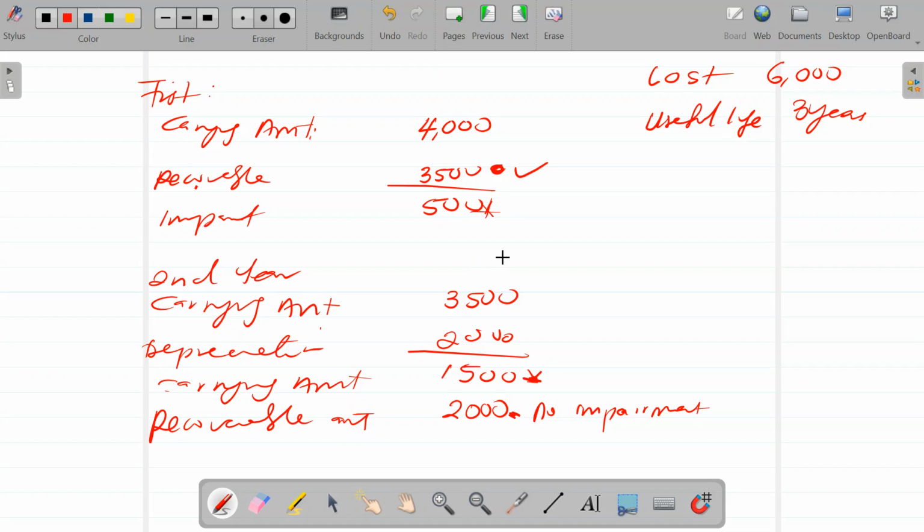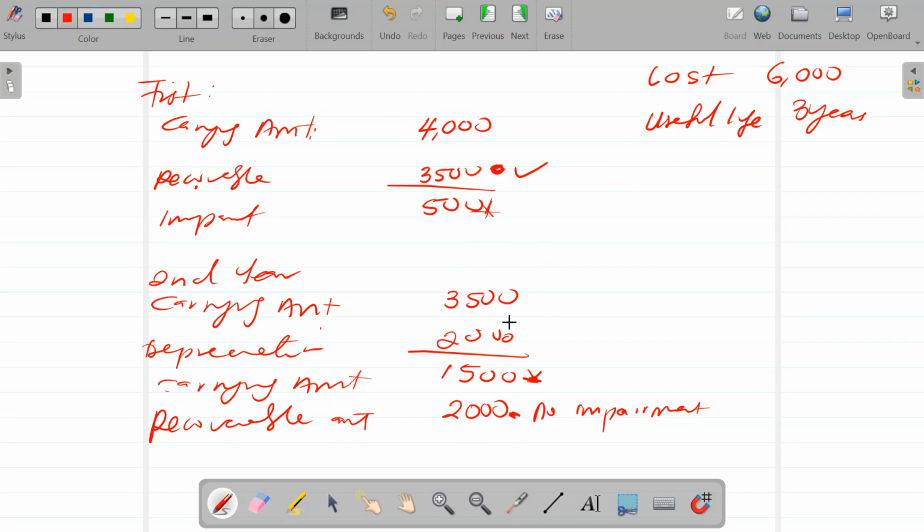And when we are reversing, we have to reverse it to a point the asset would have been if there was no impairment loss in the first place. Assuming that there was no impairment loss, what would have been the carrying amount? That's what the standard is saying: when there's a reversal, we should reverse it to a point the asset would have been if there was no impairment loss earlier.